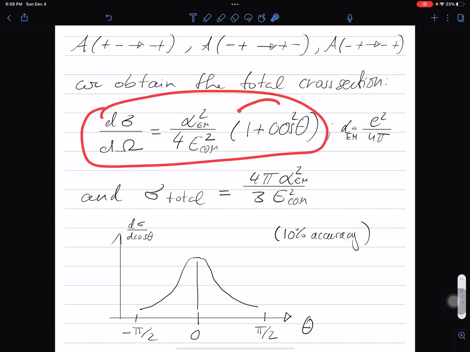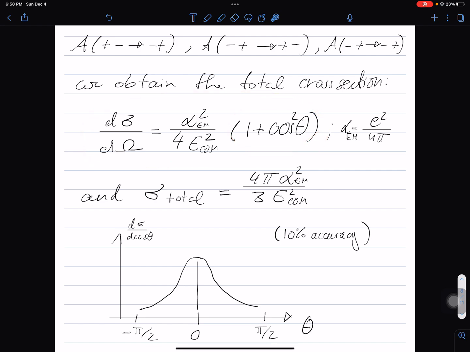It goes as 1 plus cos squared theta, and the prefactor is alpha squared over 4E squared, where E is the center of motion energy of the system, and alpha electromagnetic is the electromagnetic coupling constant, as we discussed, equal to the coupling strength e squared divided by 4 pi, which is just convention. Integrating over the cos theta term gives us the total cross-section. Actually, that's 4 pi over 3 alpha squared over E squared.